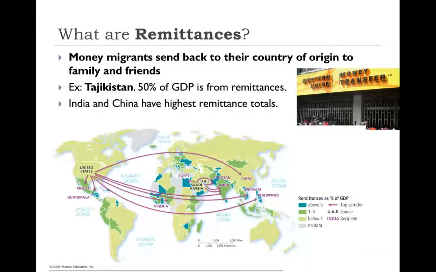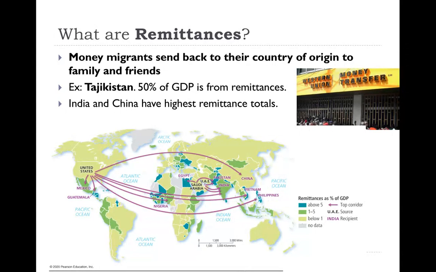One of the big things that migrants tend to do when they are in their new location is send what we call remittances. When we talk about remittances, we're basically talking about money that migrants are sending back home to the country of their origin, usually to friends or family, to help them survive back at home as well. A good example of this is the country of Tajikistan. 50% of the gross domestic product in Tajikistan comes from people sending money back from the United States to the people back at home. That's an enormous amount of money for that country to be gaining just based on people sending money back to family and friends.